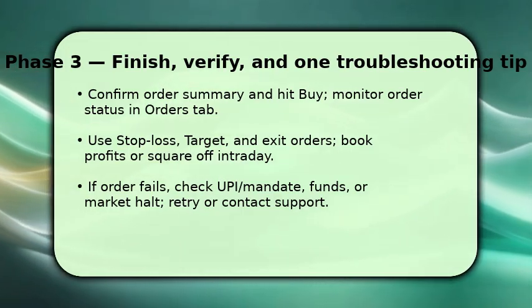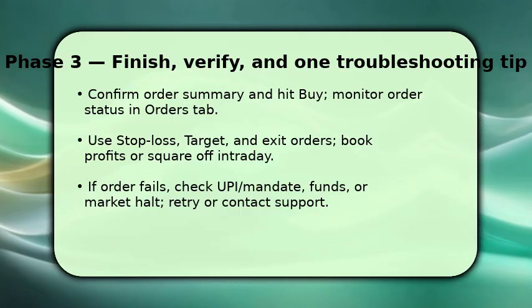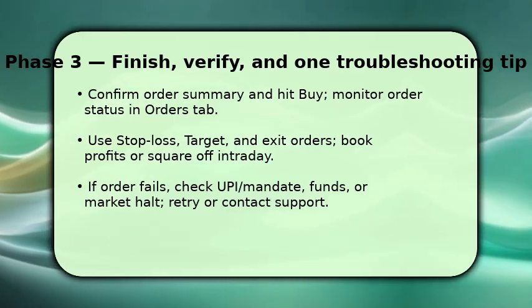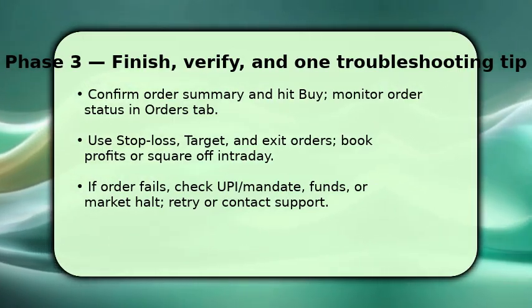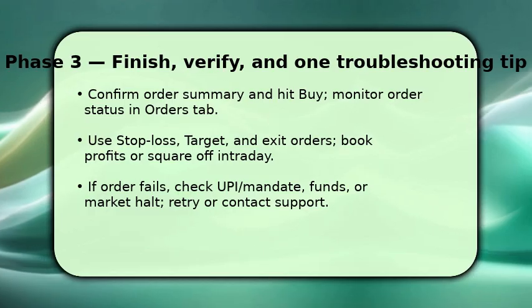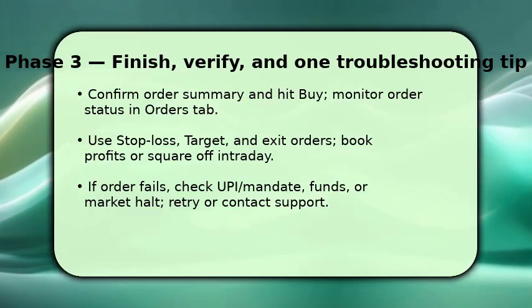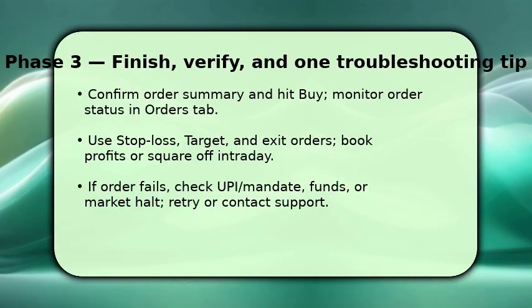signals. For delivery trades, shares settle on T+2. For intraday, square off before market close or enable auto square off. If an order fails, check your UPI mandate, available balance, and whether the stock is under a market halt. Then retrade.